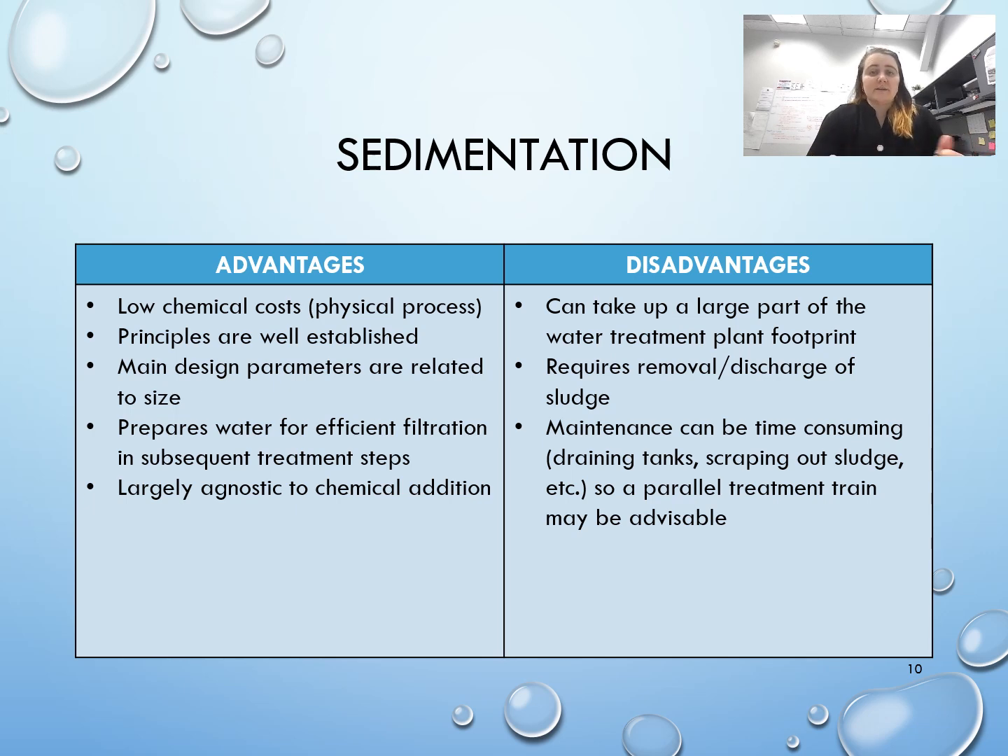Some disadvantages are that sedimentation normally takes up a large portion of your water treatment plant footprint, so it's normally a big component of the system. It's going to require removal and discharge of sludge, and that might mean that we have to get a discharge permit, or that we have to dewater sludge, and that's all extra cost to the system. And your maintenance can be time consuming. These are big basins, and if you have to take one offline, you're going to have to drain the entire basin and scrape out that sludge. So it might be advisable to have two sedimentation basins in parallel so you can take one offline at a time for maintenance. So those are some things to consider if this is a technology you're looking at for a water treatment plant.